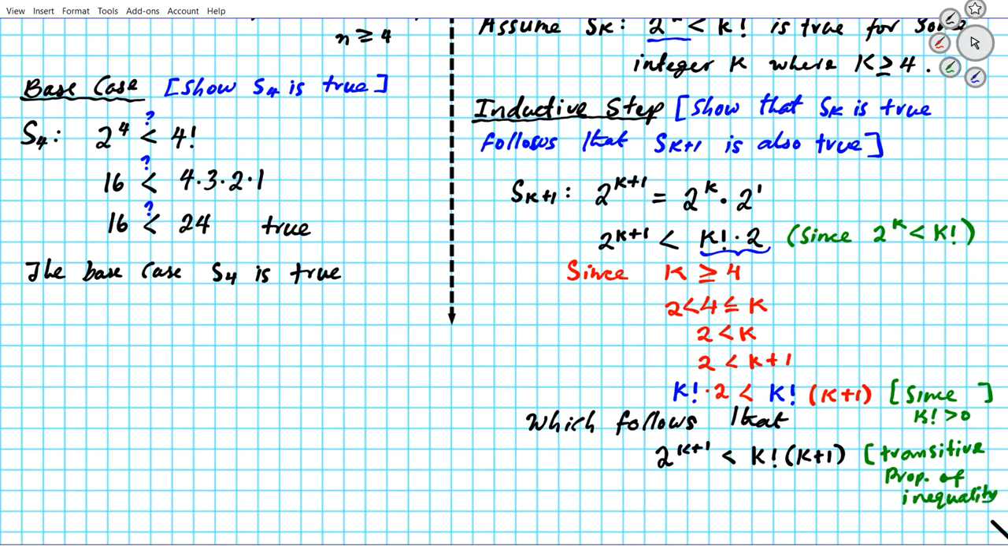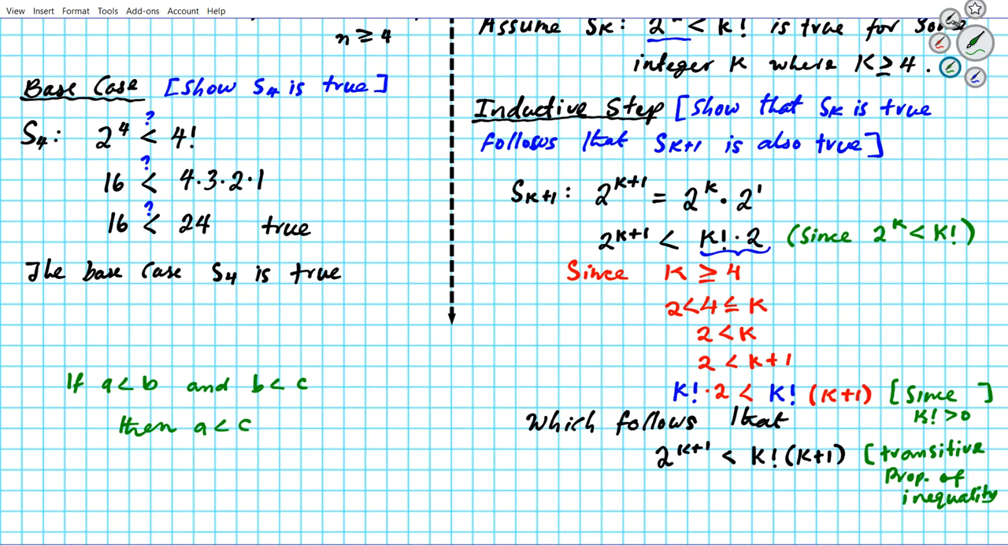What on earth is the transitive property of inequality? Let's take a look at that real quick. The transitive property of inequality just states that if A is less than B, and B is less than C, then what? Then A is less than C. It's pretty intuitive. Okay. All right. So that's what we're using here, the transitive property of inequality.